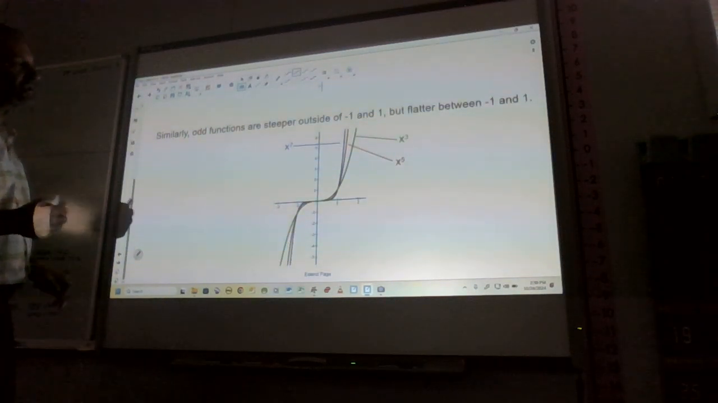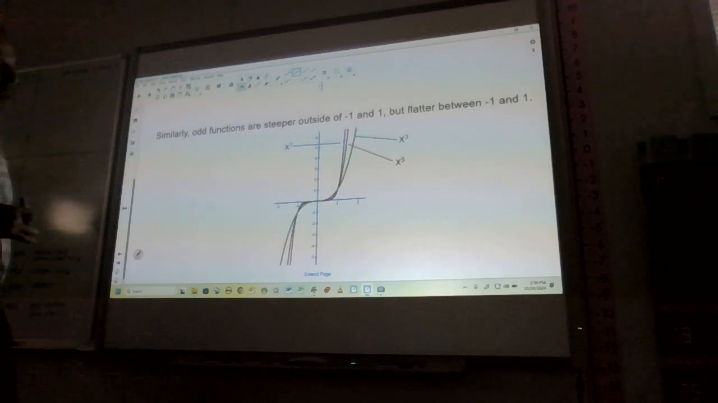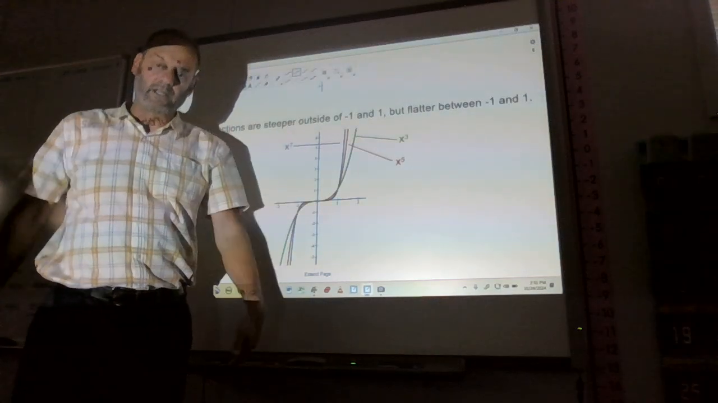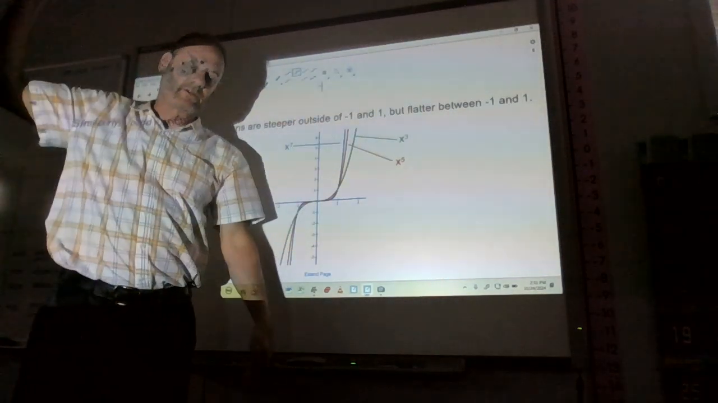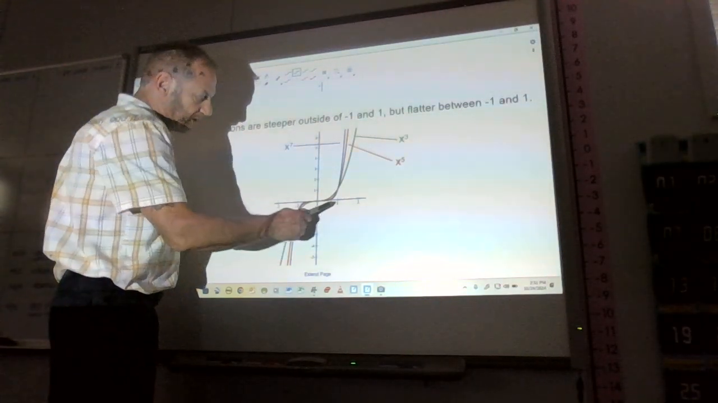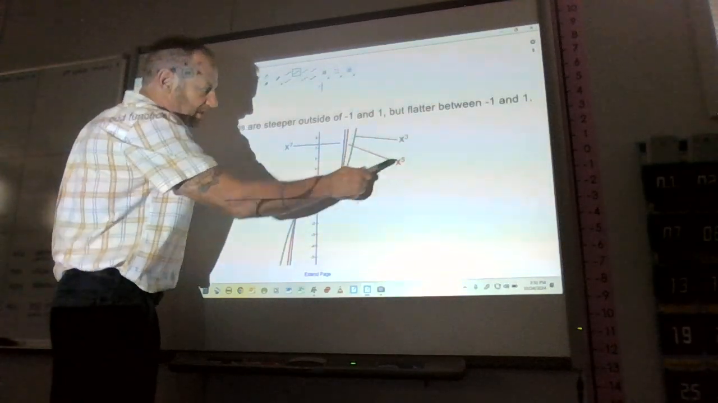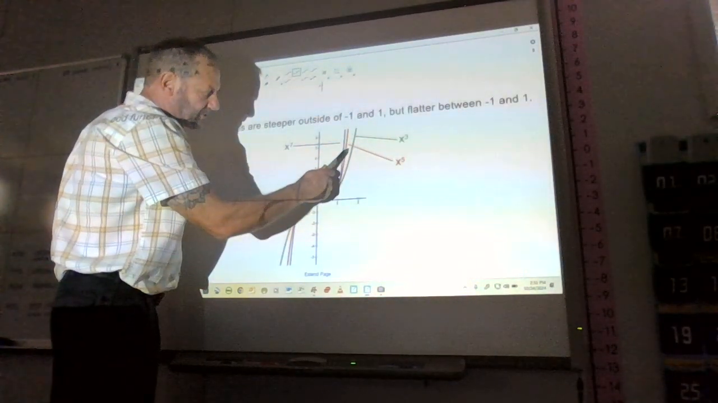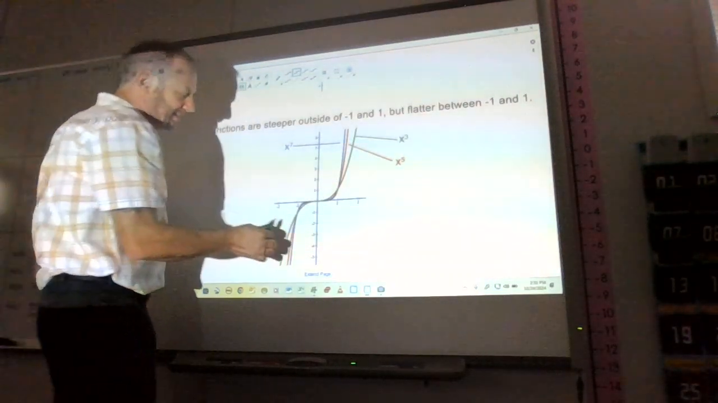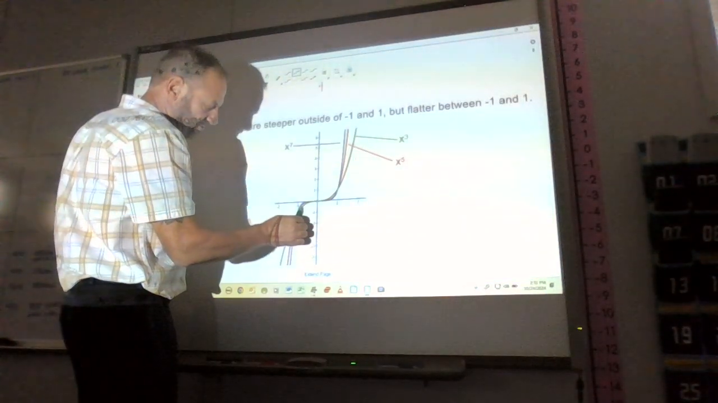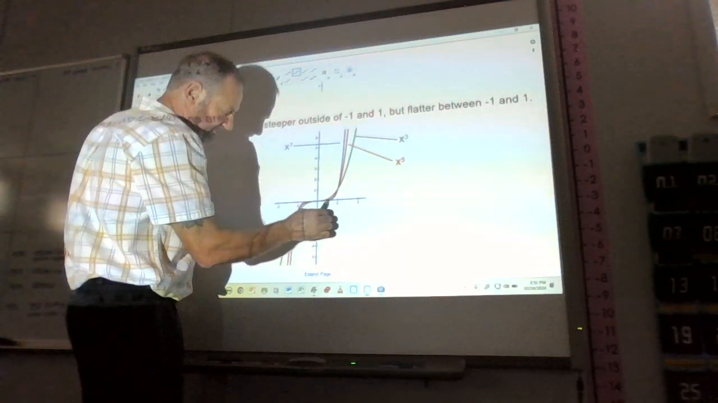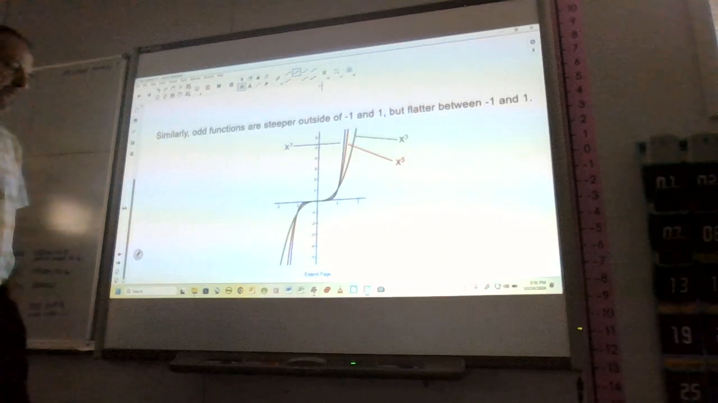Odd functions, same thing, except they look kind of like this. Even functions are going to look like this or like this. Odd functions are going to look like this or like this. But it's the same rule. Outside of -1 and +1, as the power gets bigger, it gets steeper. So here x to the third is the green, x to the fifth is the red, x to the seventh is the blue. But inside, it gets flatter and flatter. Here's my green. It's hard to see in this, but the red is a little flatter than that, and the blue is even flatter than that. If you look at the notes, you'll see it.